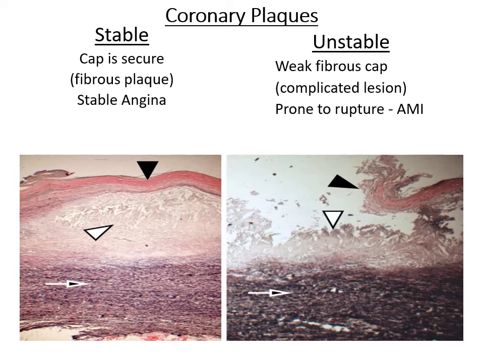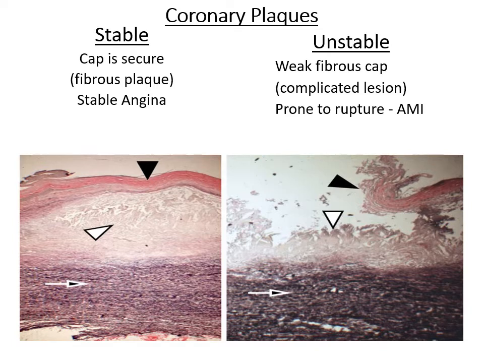So this slide on coronary plaques. This is a cross section of a coronary artery. So you're looking down the coronary artery. So on the left side, it's a stable plaque. The cap is completely surrounding that cholesterol and lipoproteins that are within the plaque. So the blood in the coronary artery is not seeing what's beneath the cap.